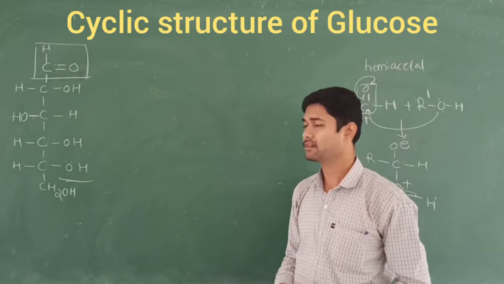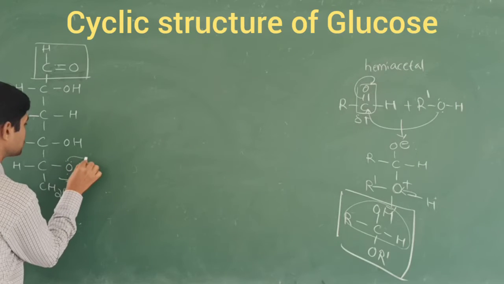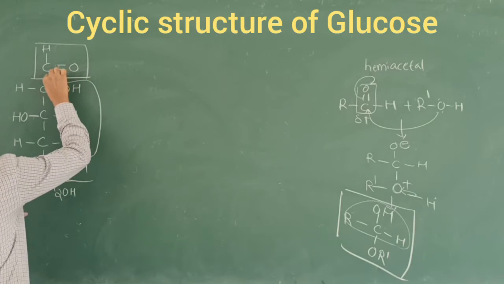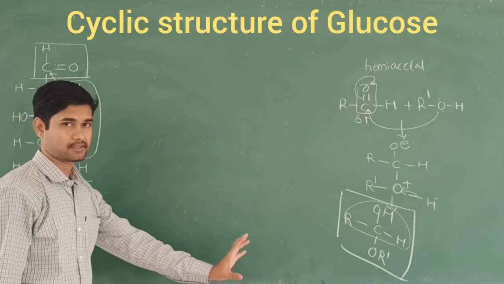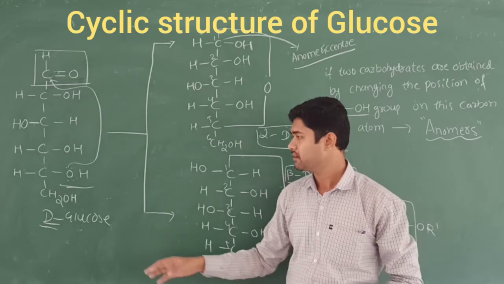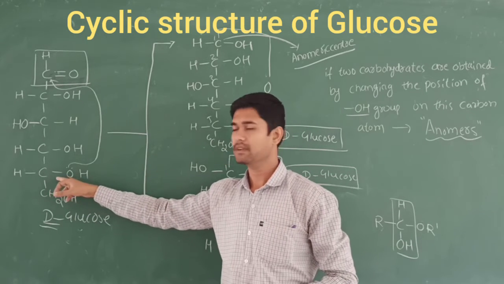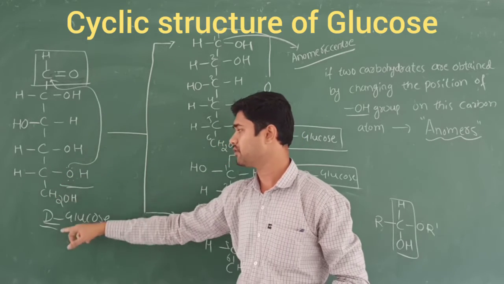So how does this happen? Let's see here. The lone pair of electrons on this oxygen atom directly attacks the carbonyl function, so we are going to obtain two products. This glucose we have seen in the absolute configuration, this is called D-glucose. Because of this asymmetric carbon atom, the right-hand side OH group is attached to this asymmetric carbon atom, that is called D-glucose.